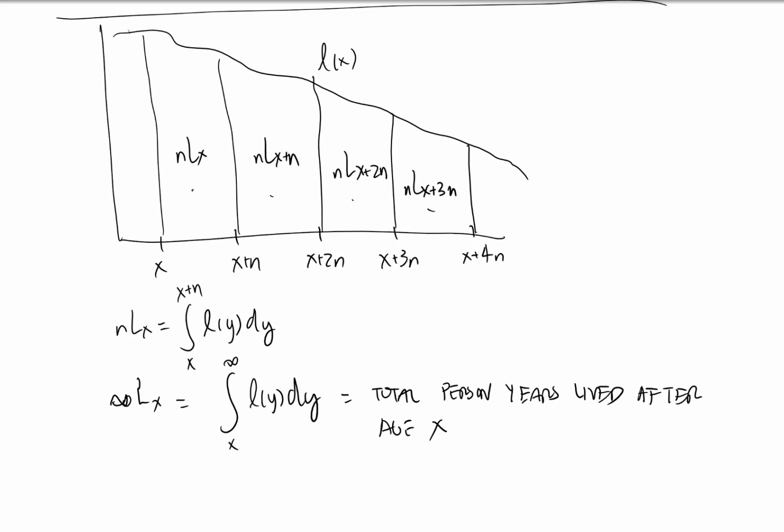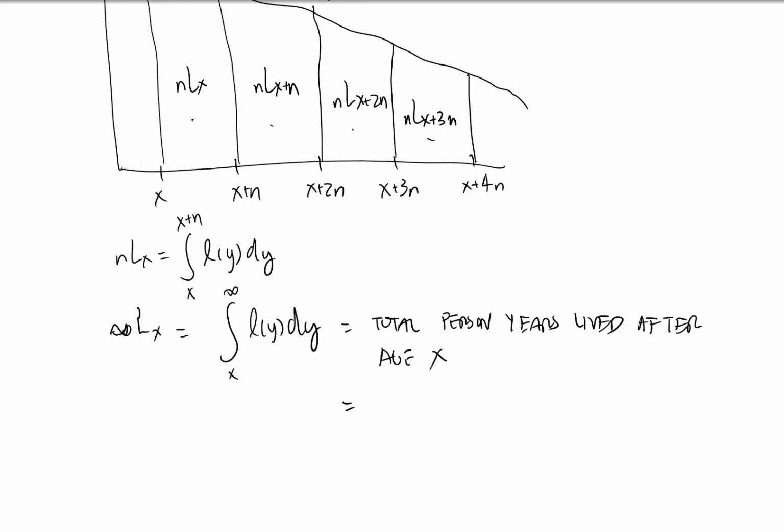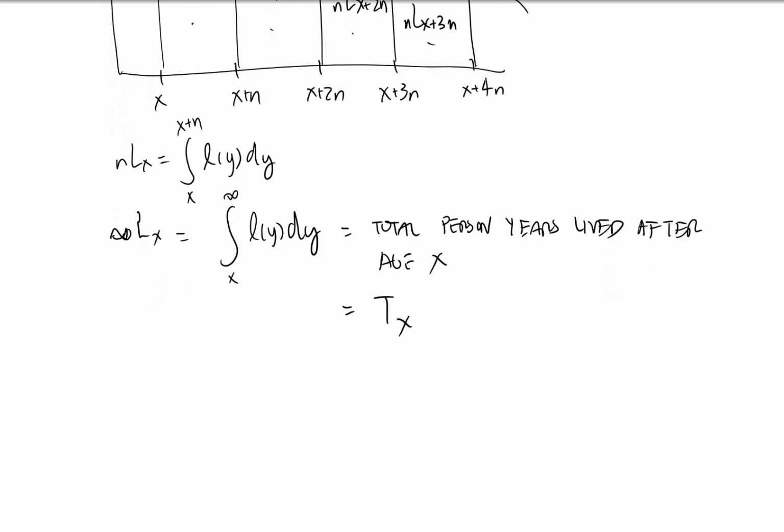And we give that a symbol, and we call that, it's a total number of person years, we call that T sub x. So that's going to be the total number of person years lived by that cohort after age x.